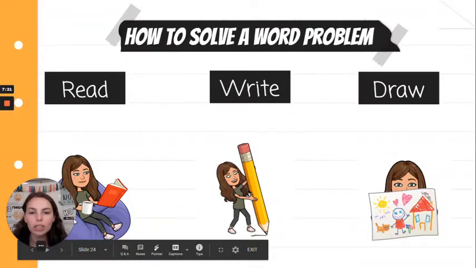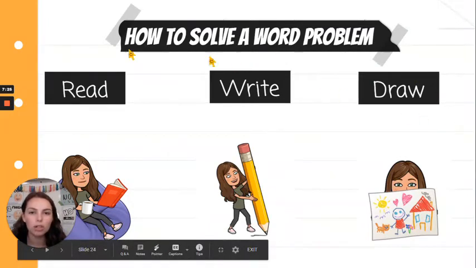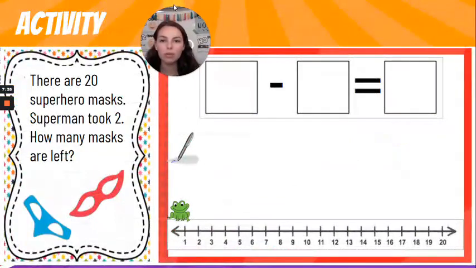Whole question, writing the number sentence, and drawing a picture. Those are 3 steps. And once you do these, you're going to be able to understand and make a plan to solve that word problem. So let's look at, maybe you've forgotten what a word problem is, so let's look at one and see if we can solve it.